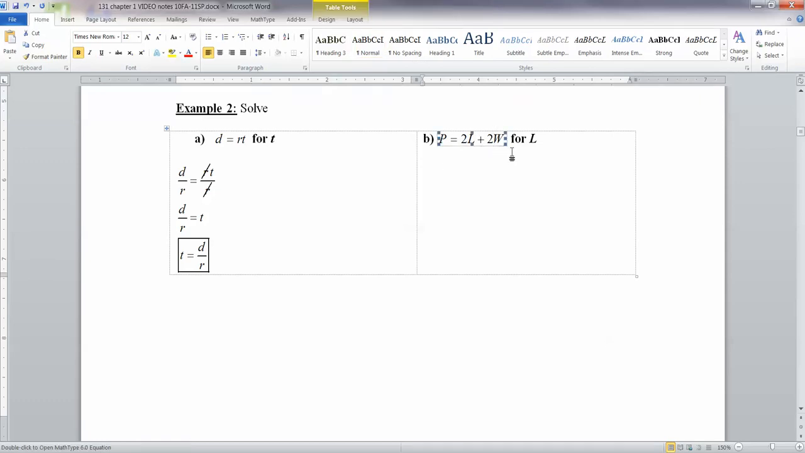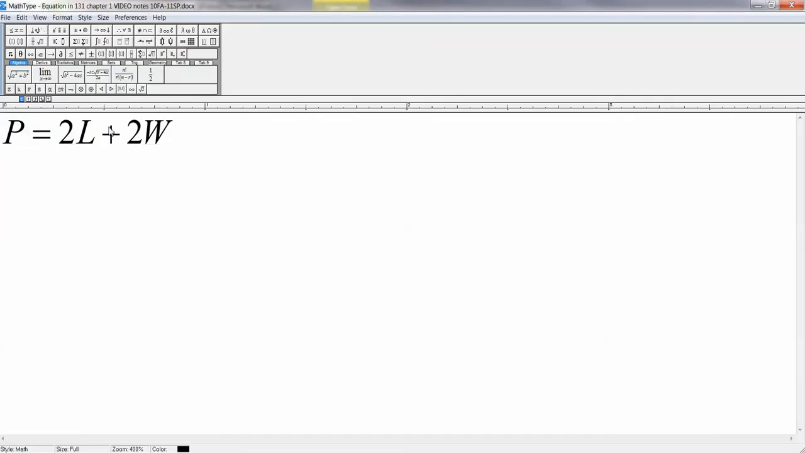Now you got to do the same sort of idea here with this formula, which again is probably a formula that's familiar to you if you've ever been in a math class. It's for perimeter, right? The perimeter of a rectangle in particular. So you're supposed to solve this for L. So we want to get L by itself. Now, a lot of students think, oh, I should divide by 2 first. Yeah, not really. It's because that adding in there kind of makes things tricky.